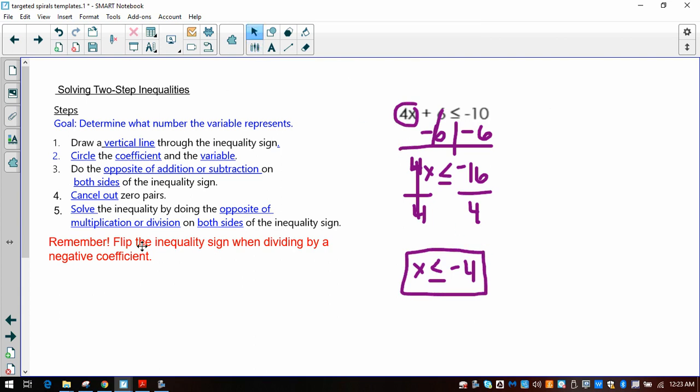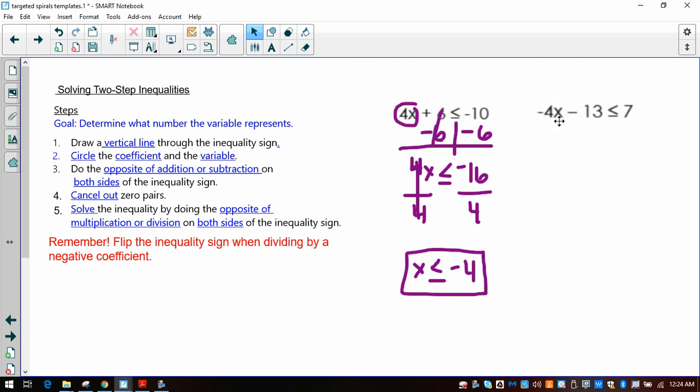If you look at your steps here on the left, it says to remember to flip the inequality sign when divided by a negative coefficient. Well, we didn't have a negative coefficient in this problem. It was positive. Therefore, we didn't need to flip that sign. However, let's do an example of where we do have a negative coefficient here.